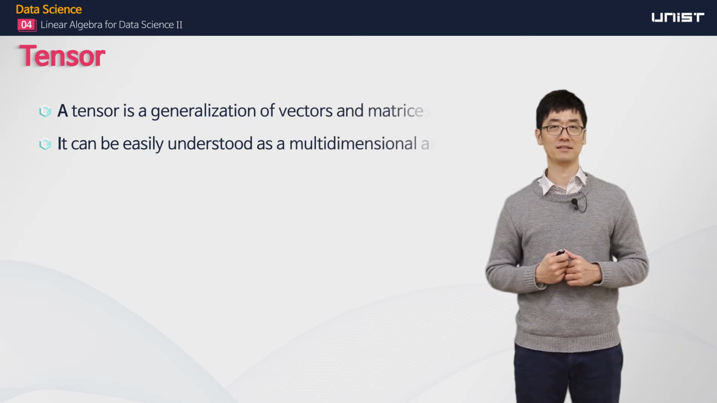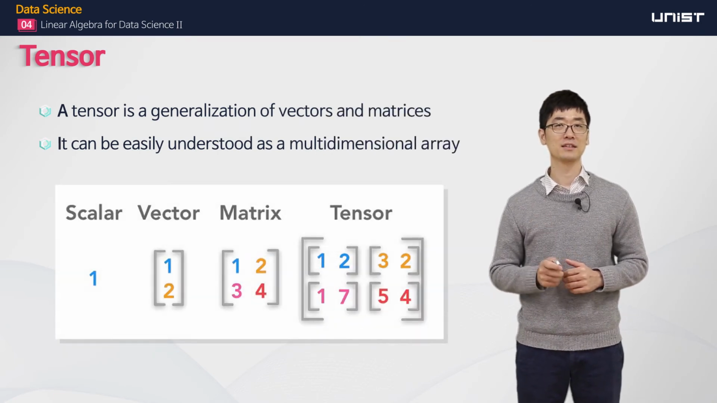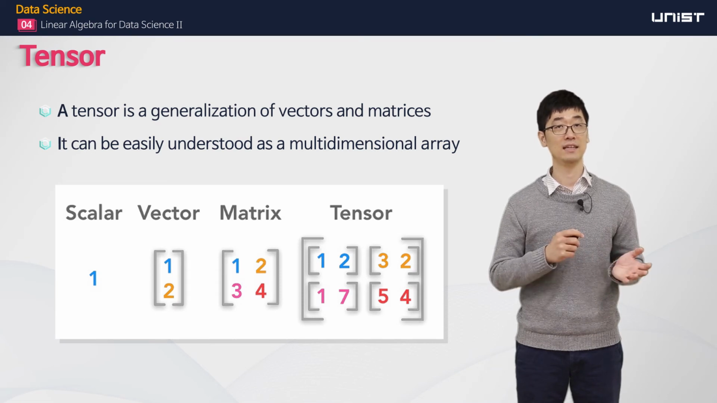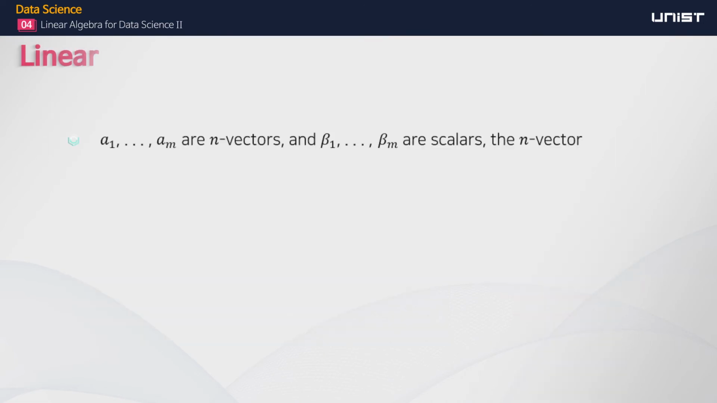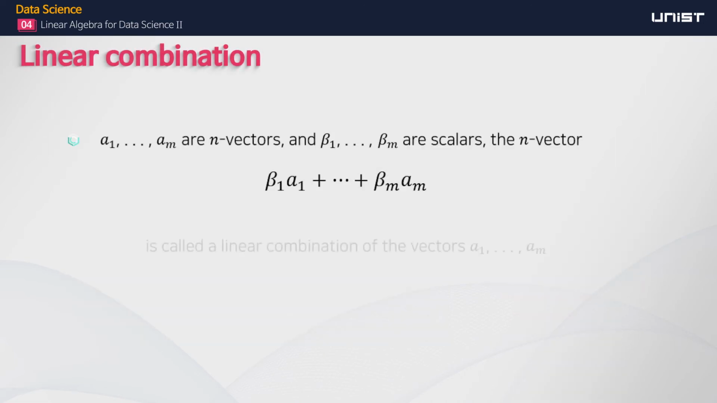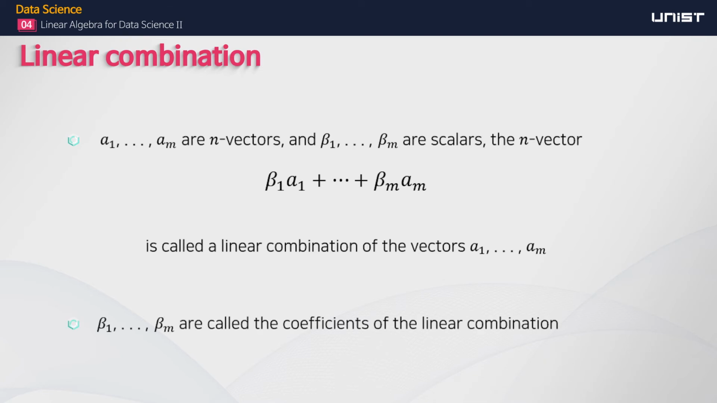What about tensor? A tensor is a generalization of vectors and matrices, and it is easily understood as a multidimensional array. Now, let me introduce the concept of linear dependence and independence. For that, we need to define a linear combination first.